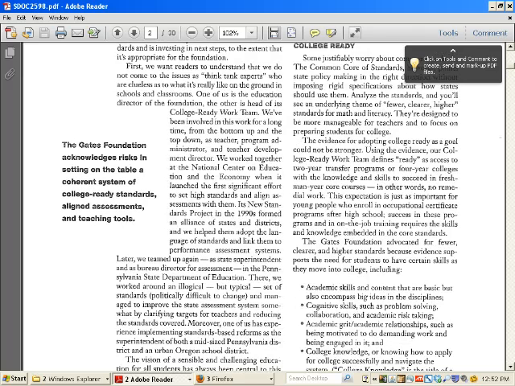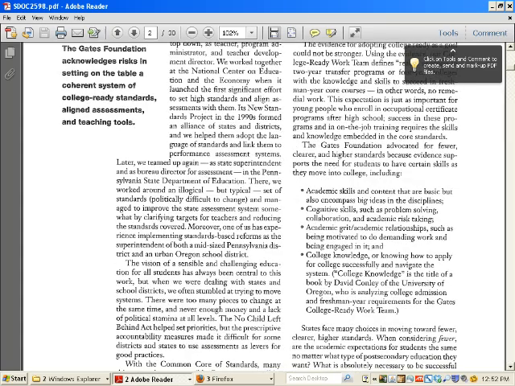The Gates Foundation advocated for fewer, clearer, and higher standards because evidence supported the need for students to have certain skills as they move into college, including, and here are the skills that they want, academic skills and content that are basic but also encompass big ideas, cognitive skills such as problem solving, collaboration, and academic risk taking, academic relationships such as being motivated to do demanding work and being engaged in it, and college knowledge, or knowing how to apply for college successfully and navigate the system.